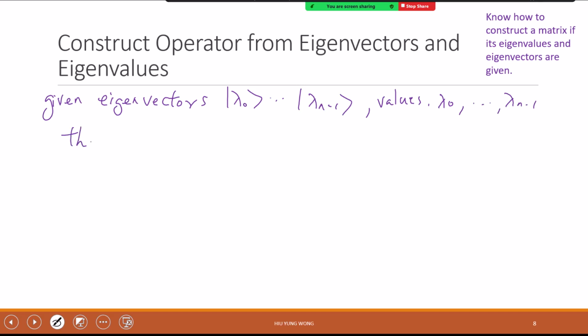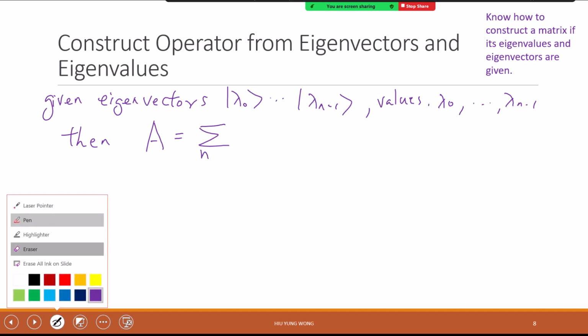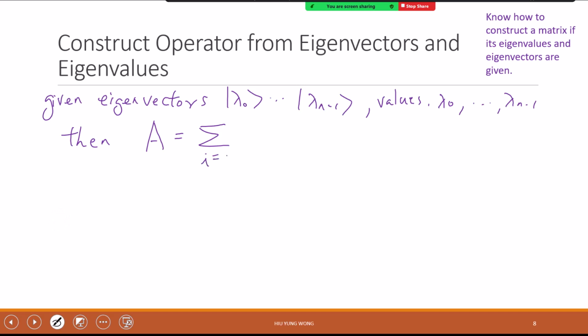Okay, then the matrix equals the summation, you just add them up, with i equal to 0 to n minus 1, lambda i times the outer product of the eigenvector. Now let's stop a little bit and see what we're trying to do. What we're saying is that the matrix is equal to each eigenvalue, which means lambda 0 times the outer product of lambda 0, plus, because it's a summation, lambda 1 times the outer product of lambda 1, plus all the way to the end. That is the meaning of this outer product.